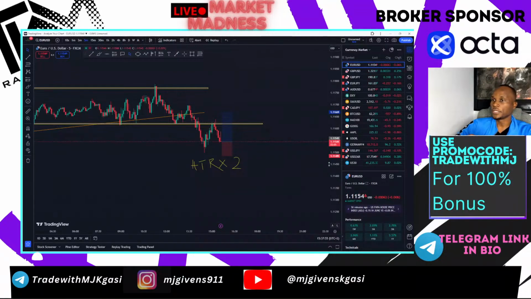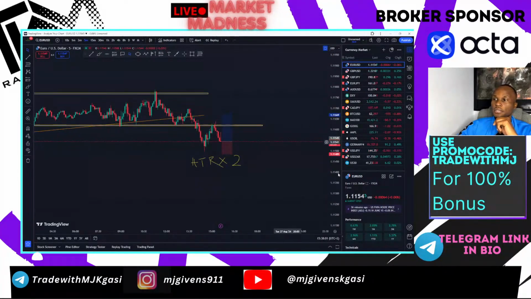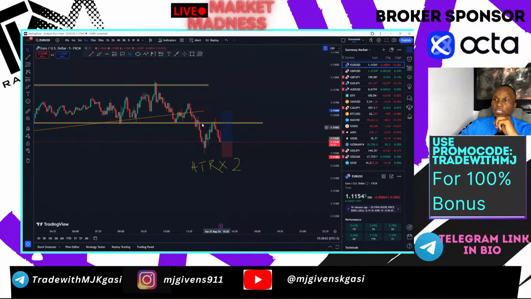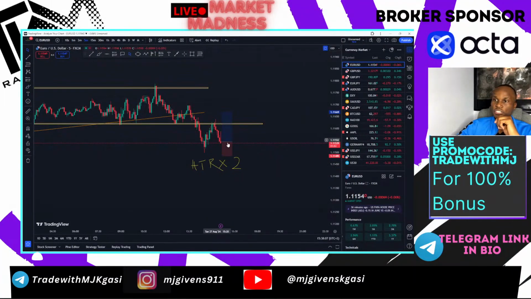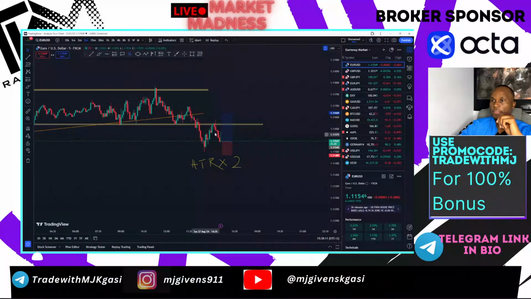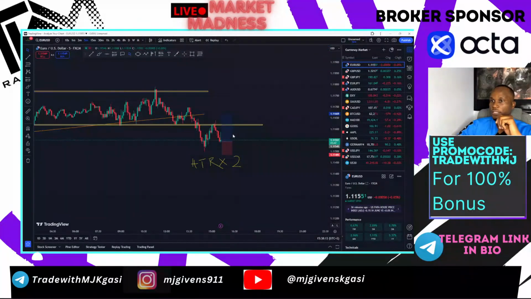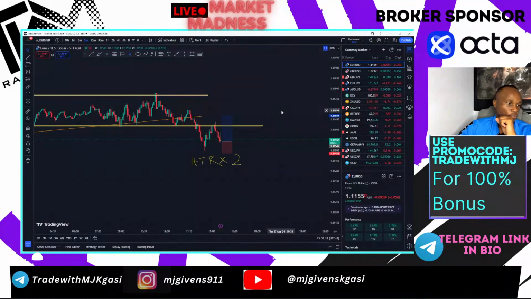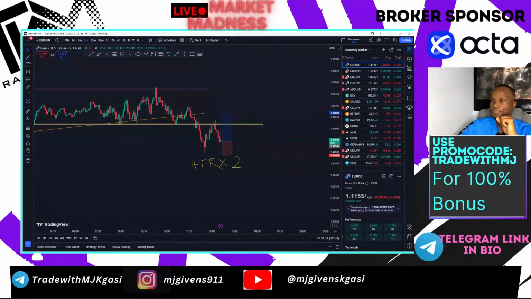I'm ready when you're ready. I'm looking at taking a setup here on the euro dollar. I want to take a 5-minute scalp there. I want to get a rejection candle. If I get a rejection candle around this area, I'm going to go for a nice buy to the upside. That's what I'm basically going to do. Let me know where you are watching from.